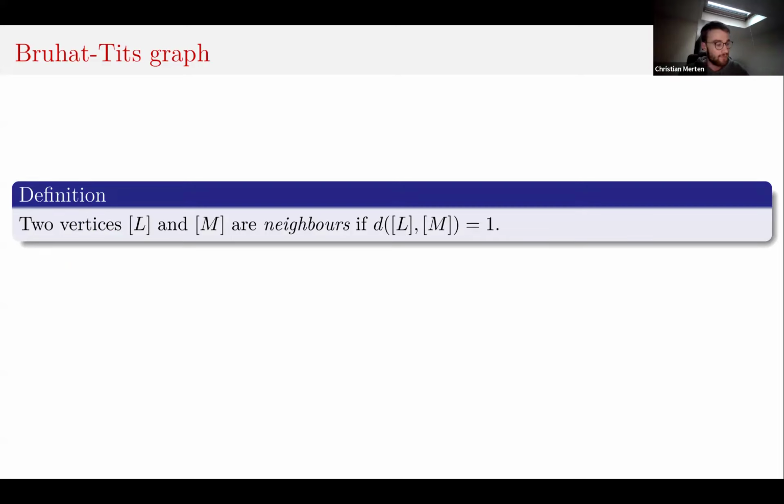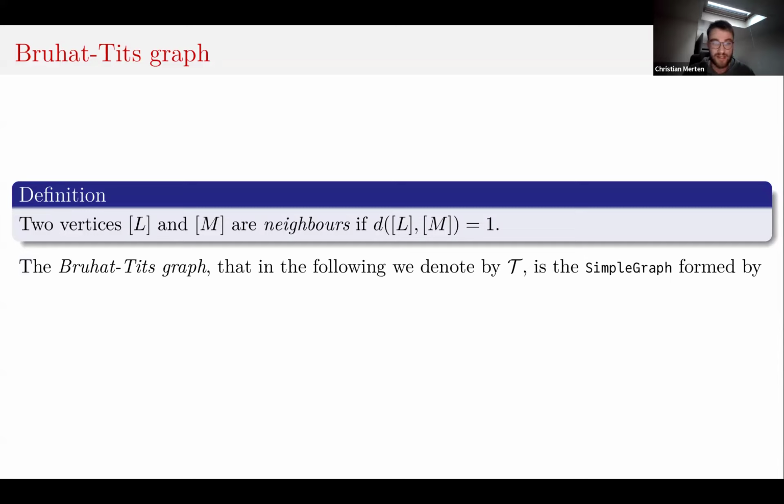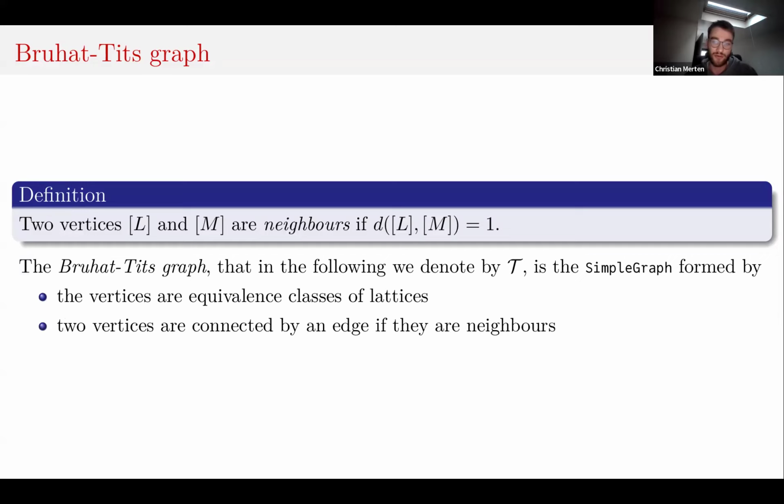Okay, so we have this invariance and we have this distance function that preserves all of these nice properties. So we can say what I already hinted at: two vertices are neighbors if the distance is 1. And the Bruhat-Tits graph, which we denote by T, is the simple graph where the vertices are equivalence classes of lattices, and two vertices are connected by an edge if they are neighbors.